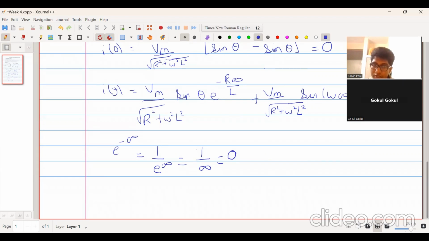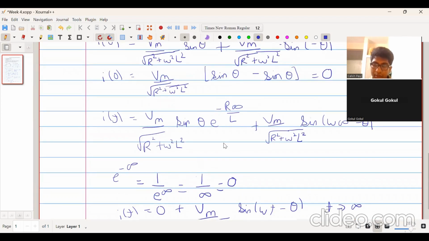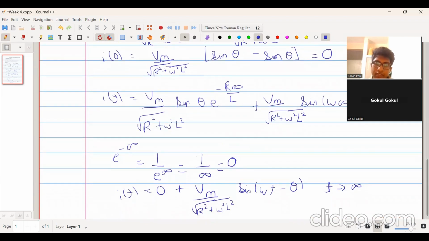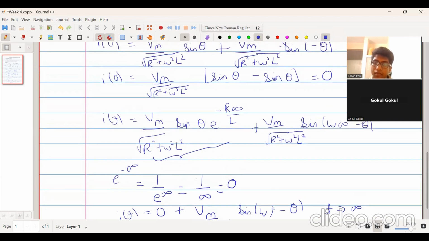So 0 into this will be 0. That's why I of t will be equal to 0 plus Vm upon square root of R square plus omega square L square into sine of omega t minus theta, where t tends to infinity. So what we have observed is that in this circuit, this first term becomes zero at steady state, whereas this term still remains in the circuit.